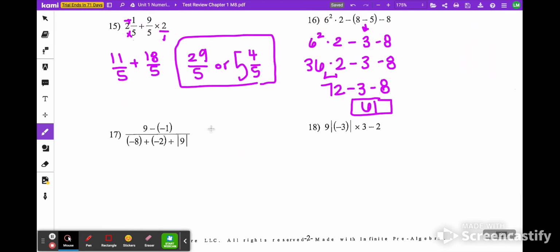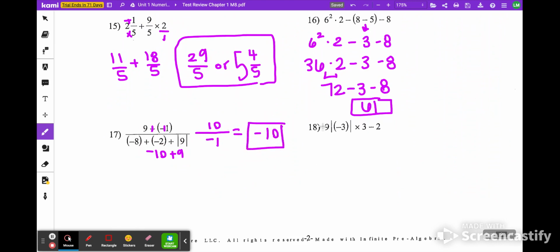Number 17, we have 9 minus -1 on the top first. Let's take care of that. That actually means 9 plus 1, which gives us 10. And then on the bottom, -8 plus -2 is -10, and -10 plus 9 is -1. 10 over -1 is just equal to -10.